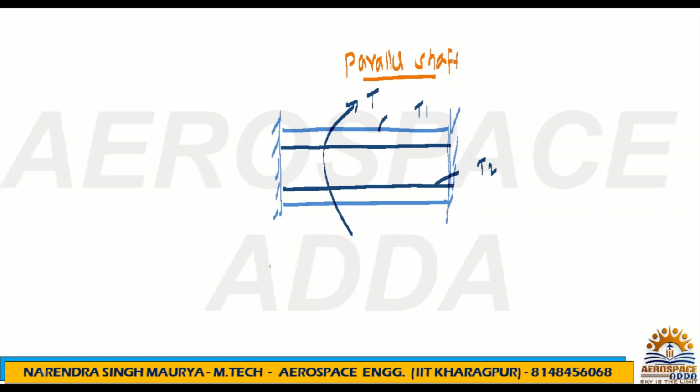So the total torque T, once you apply it, the inside shaft will resist by T2 and the outer shaft will resist by T1. The total resistance provided by the shafts, because capital T is the external torque applied, will be equal to T1 plus T2. Both shafts will try to resist. So T1 plus T2 is equal to capital T at equilibrium condition.